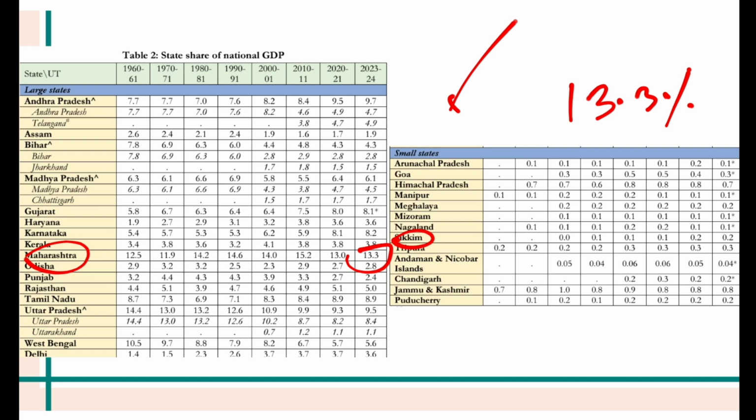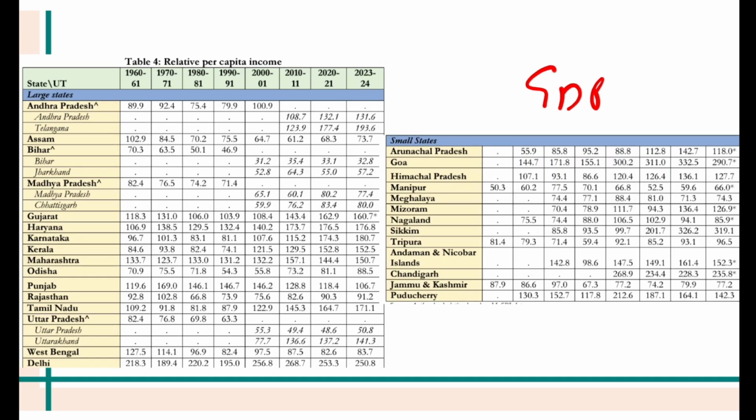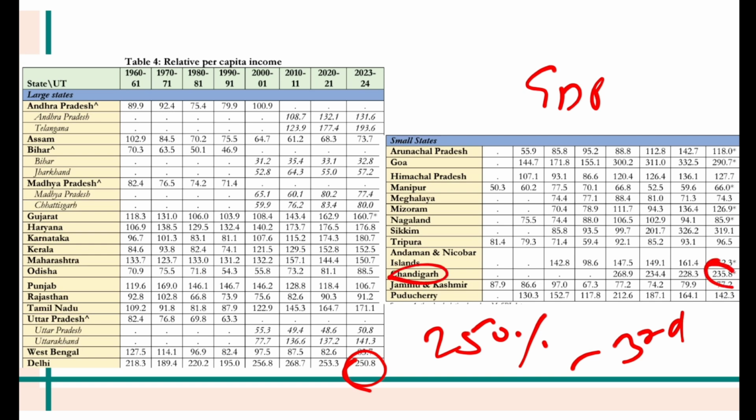And Delhi is also very rich. You can see Delhi 250%. If I'm not wrong, let me just cross verify with the table. Yeah, Delhi is the third richest in India, and the fourth richest is Chandigarh, Union Territory. 235% is the per capita income.